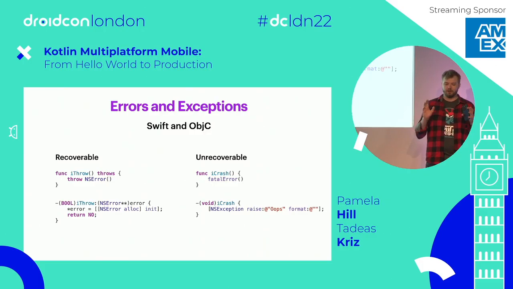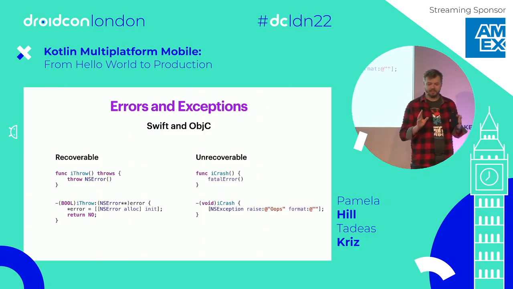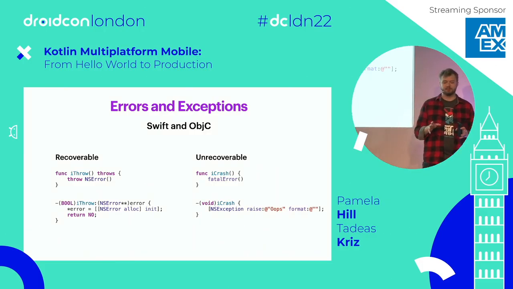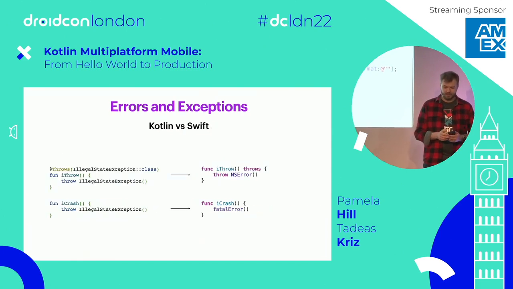On the left, you can see how recoverable errors look in Swift and Objective-C. In Swift, it's part of the signature as the throws, and in Objective-C, it's a parameter. And on the right, unrecoverable: in Swift, it's a fatalError, and in Objective-C, it's the exception.